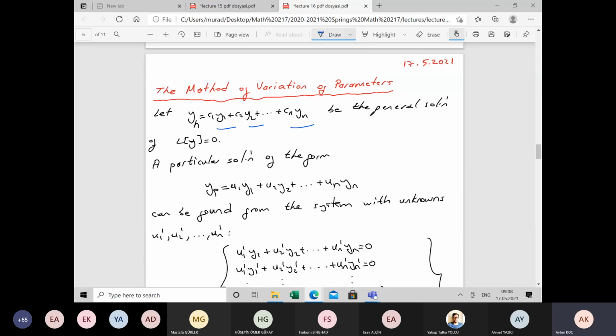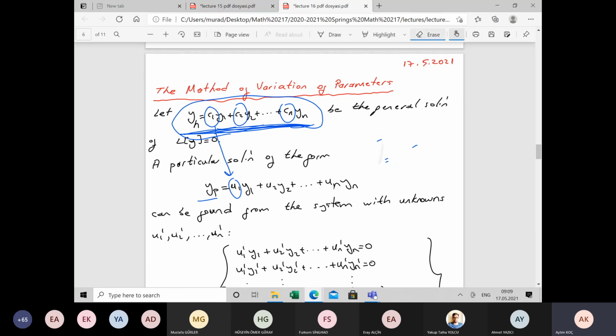So our aim is to construct the particular solution of the form, and then find the particular solution. Look at the general solution of the homogeneous differential equation. The particular solution has a similar form, where the C1 is replaced by u1. We know that C1, C2, up to Cn are constants here, but u1 is a function of t, so u1 is u1 of t. It's okay. u2 is u2 of t, and so on.